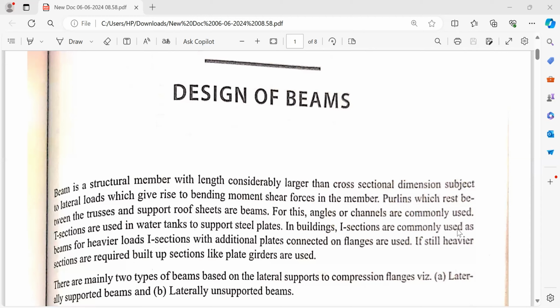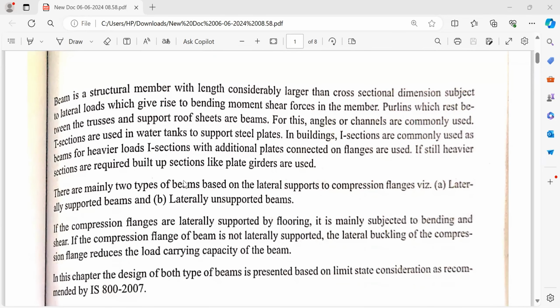So in buildings, I sections are commonly used as beams, that is, rolled steel sections. If its capacity is insufficient, then plates are welded to the flanges of the rolled steel section. Those are known as built-up sections. And there are 2 types in this. One is laterally supported beams. Another one is laterally unsupported beams.